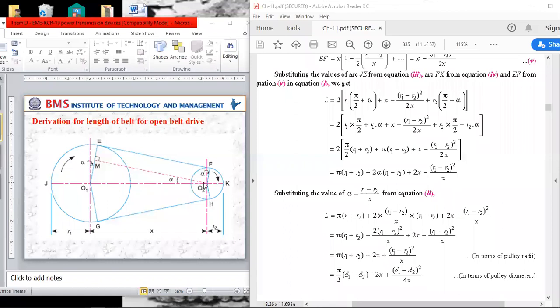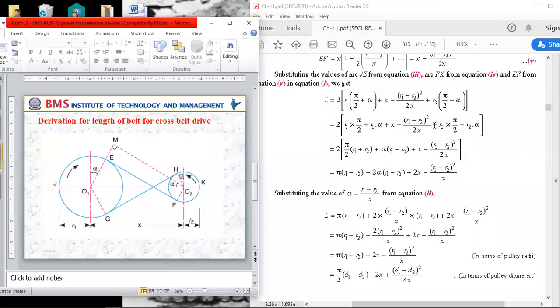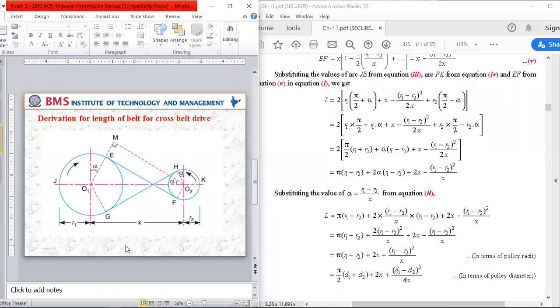Similarly, we'll go to the next: length of the belt for cross belt drive. So in the cross belt drive, as we discussed, the driver pulley and driven pulley both move in the opposite direction. Whereas in the open belt drive, the driver pulley and driven pulley have the same direction. In the case of cross belt drive, you will have the opposite direction. The driver pulley is in a clockwise direction, and here the driven pulley will be in an anti-clockwise direction.